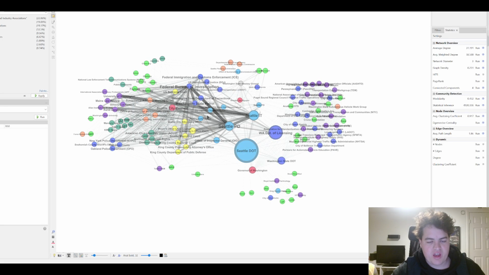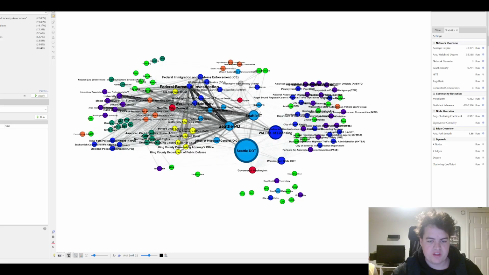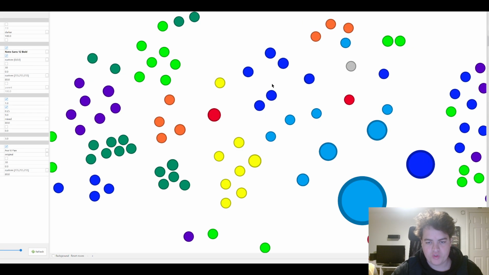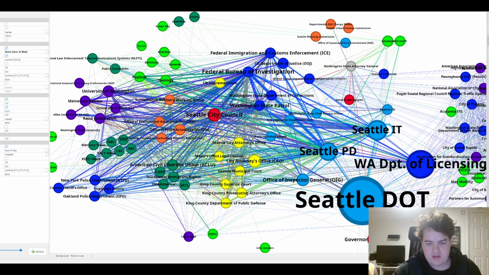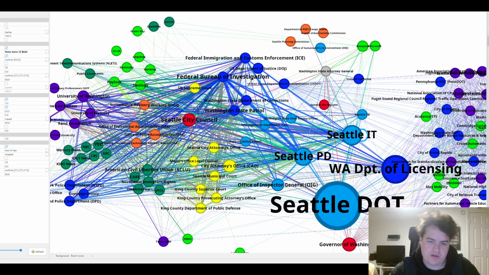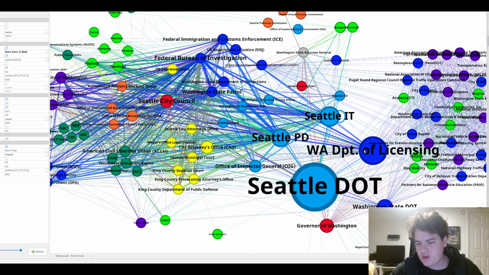These thick lines here in this area, this cluster, actually represent a very strong relationship between policing and law, and this is actually formed due to the amount of policies I found on automatic license plate readers. So that's why there's a lot of collaboration there between the federal government and the Seattle Police Department, etc.